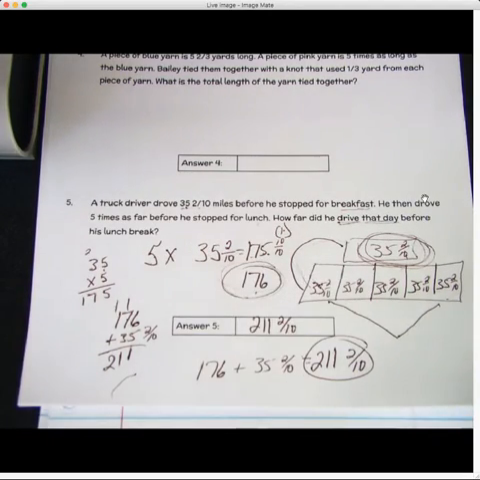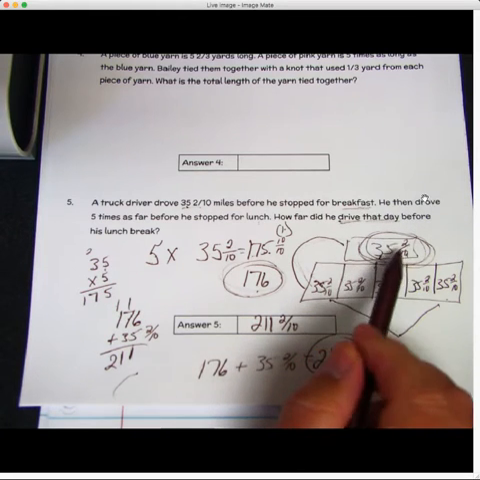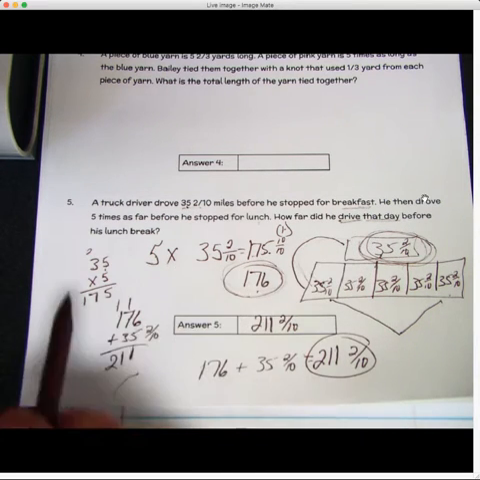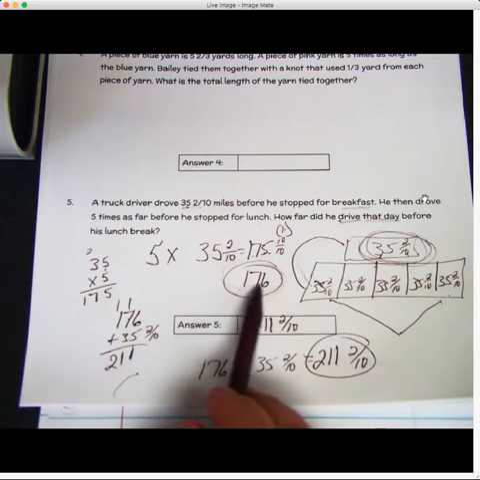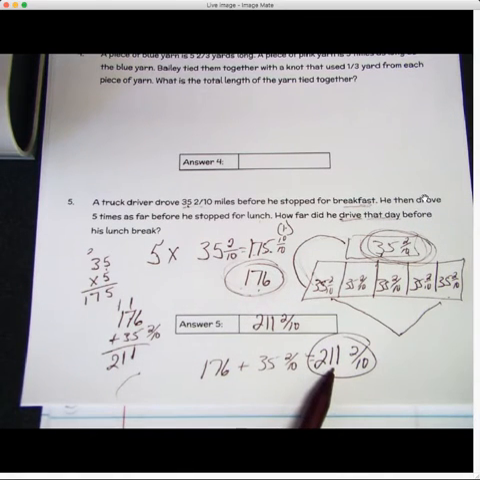So there's a lot of steps in working that problem, isn't there? So he drove this much before breakfast, and then after he left after breakfast, he drove 5 times that much, which is 176 miles. The question wants to know how far did he drive that day before his lunch break. 176 miles plus the 35 and 2/10 gives us 211 and 2/10.